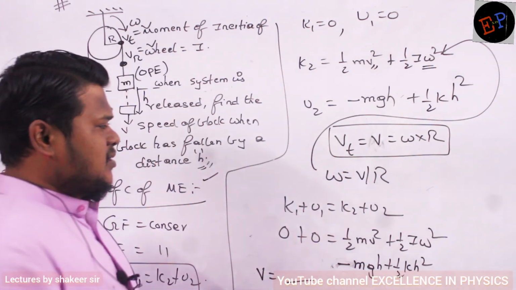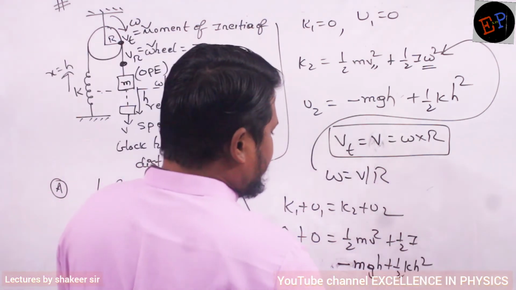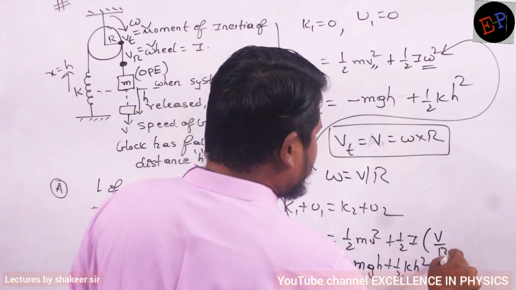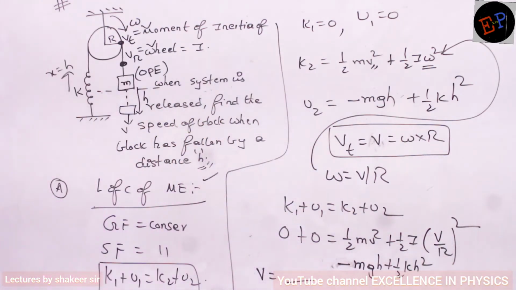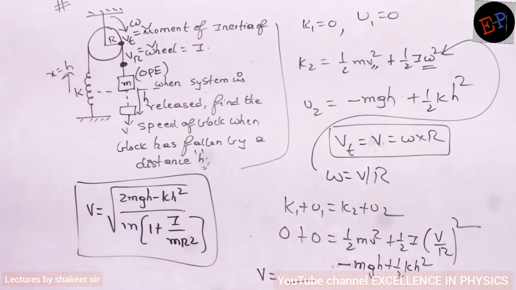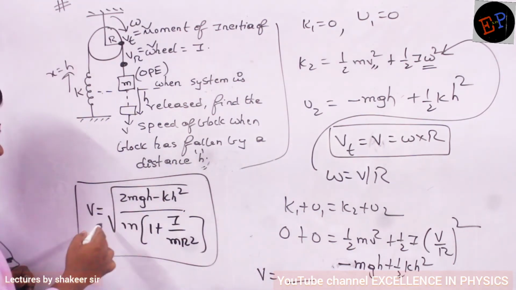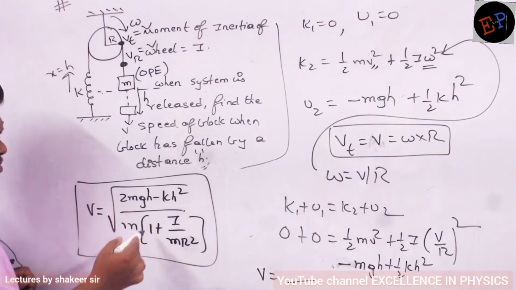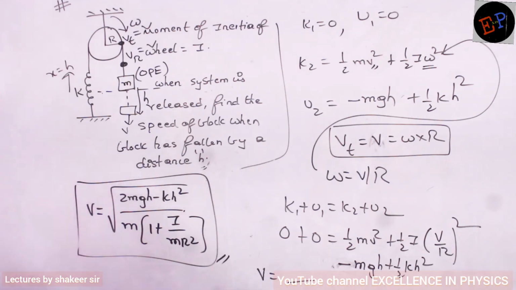Instead of omega square, what can you write? I can write V by R whole square. That's it. So this is the final answer which you should get: v equals root of 2mgh minus kh square, divided by m into 1 plus I by mR square. Check whether you get this answer or not. That's it.